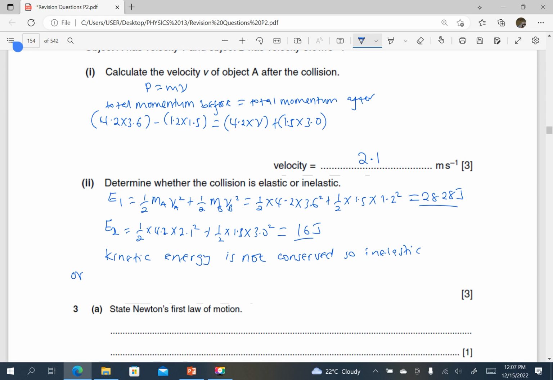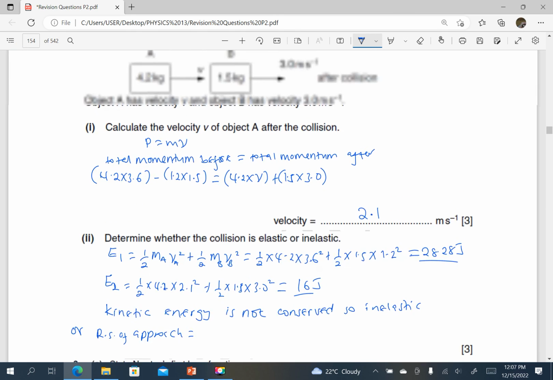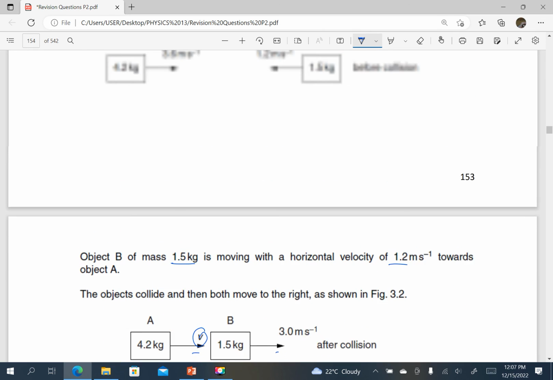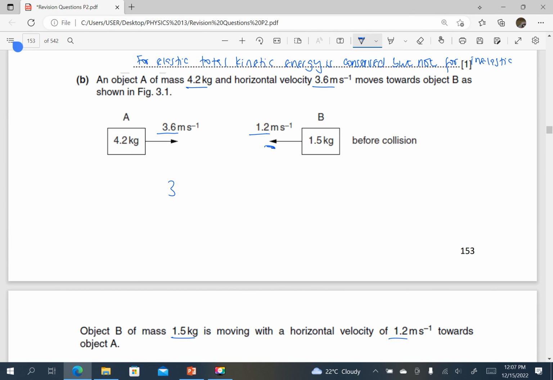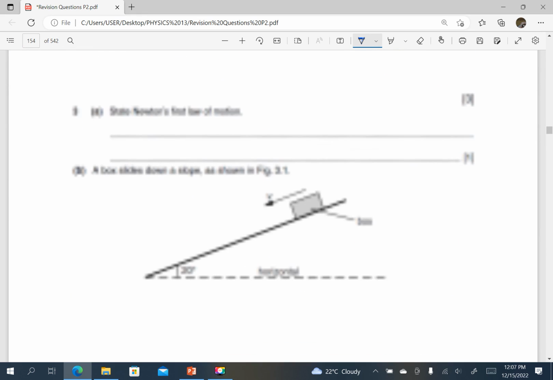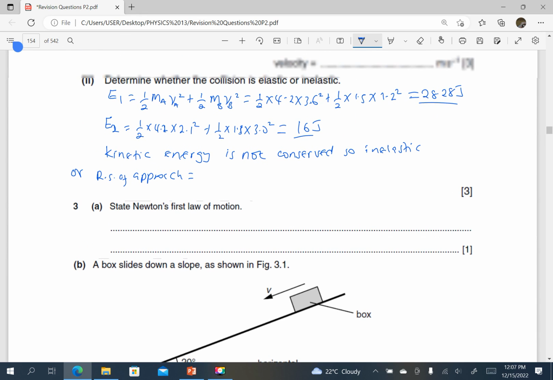Method 2, we can use relative speeds. So I'll check the relative speed of approach. That is the difference with which the bodies are approaching, the difference in the velocities when they are approaching. So this is going to be 3.6 minus negative 1.2, which is 4.8. So relative speed of approach is 4.8 meters per second.